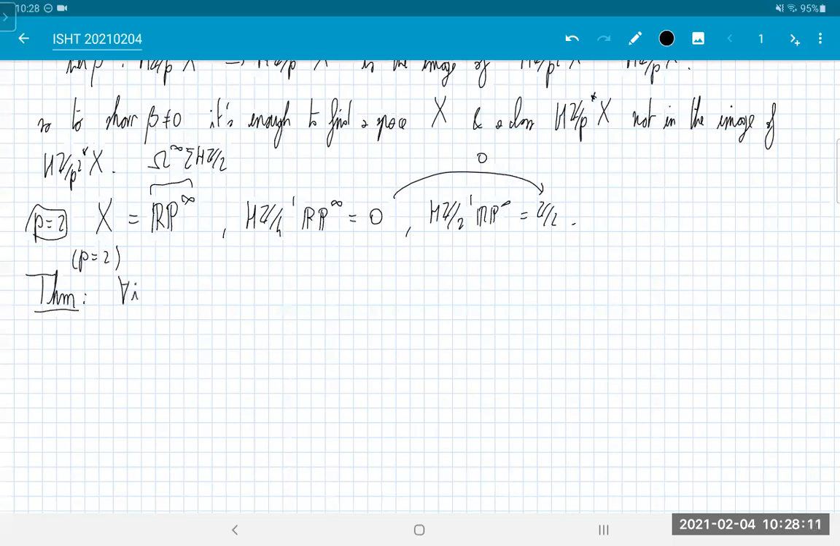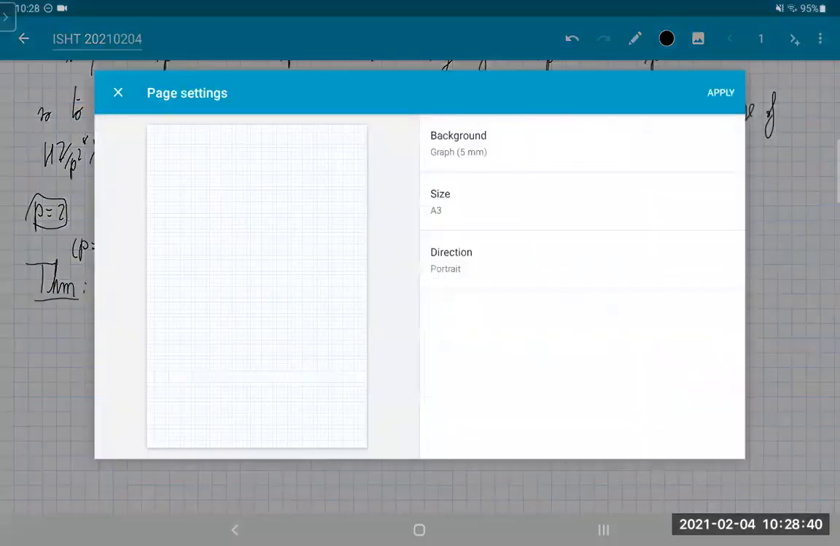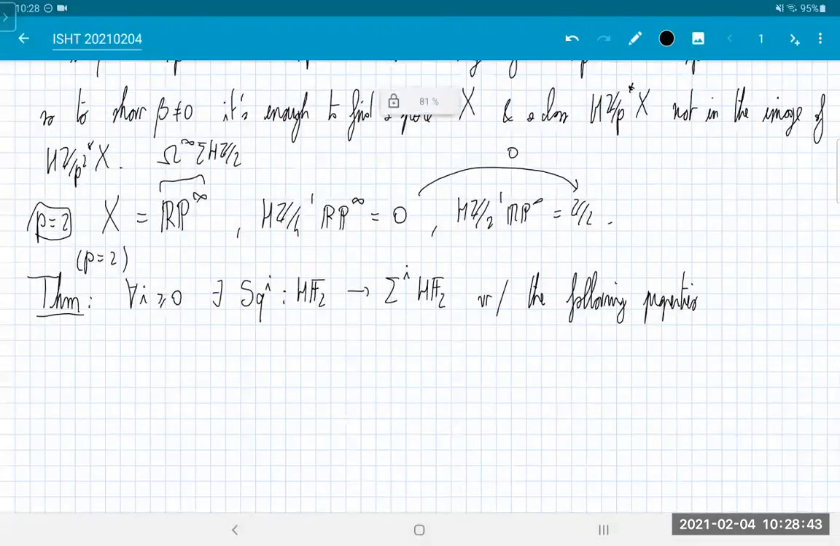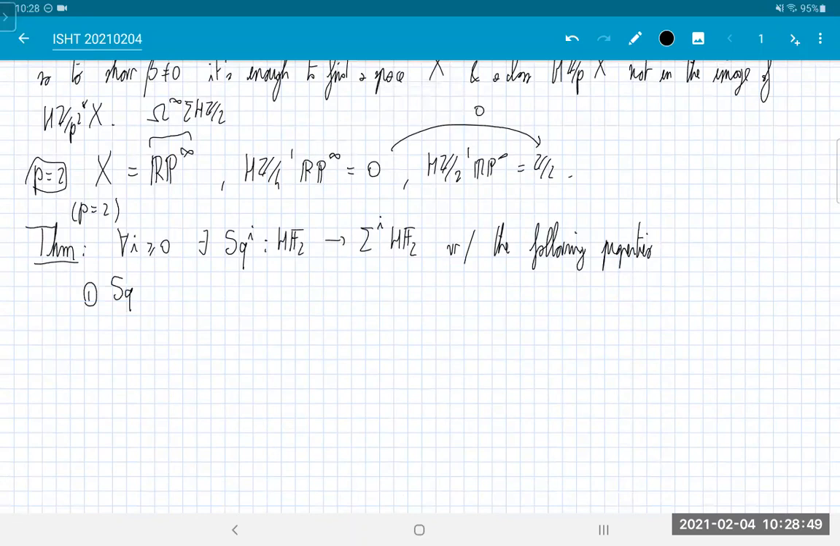So for every i greater or equal than 0, there exists an element Sq^i from HF2 to sigma^i HF2 with the following properties. The first property is Sq^0 is the identity, and I should call it 1. It's an algebra. Sq^1 is the Bockstein.